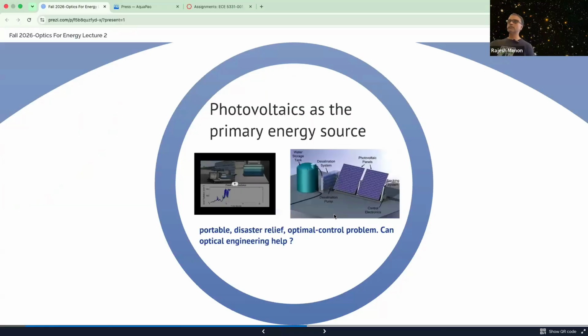What are the possibilities of solving those problems with light? Maybe not the filter problem yet. One is to use photovoltaics as a primary energy source. And I'll just show you a simple example. This is an example from MIT, essentially a simple system. They have a water storage tank. They have the desalination system. They have solar panels, and they have some control electronics.